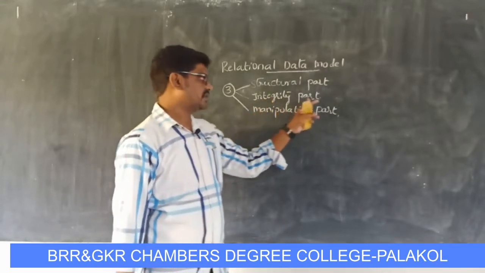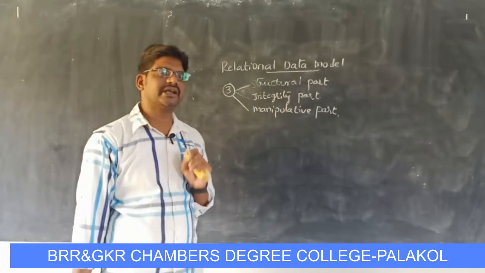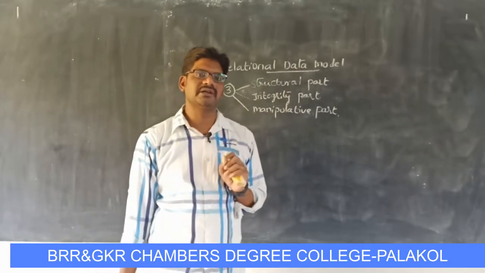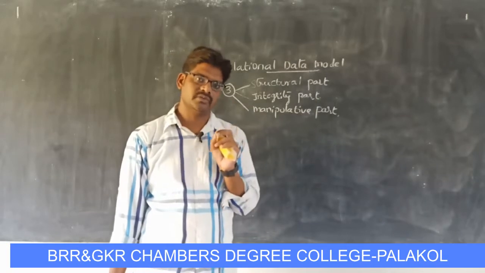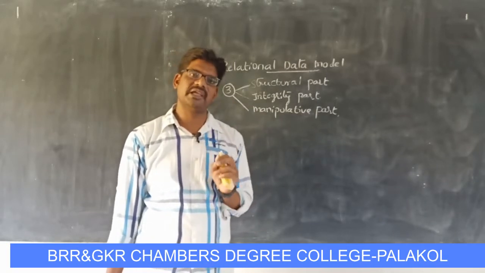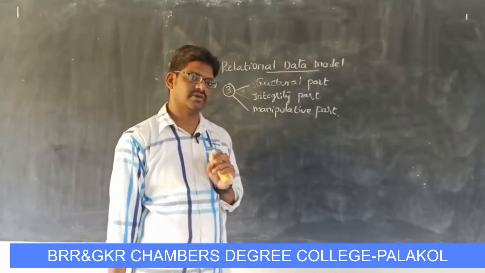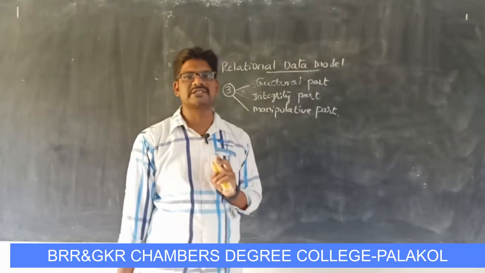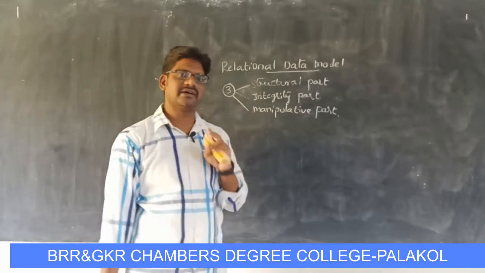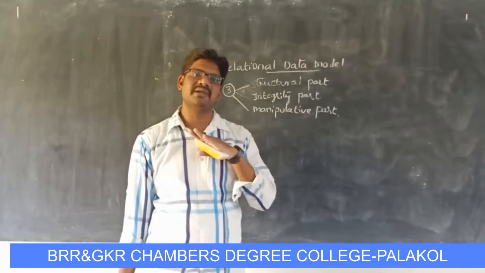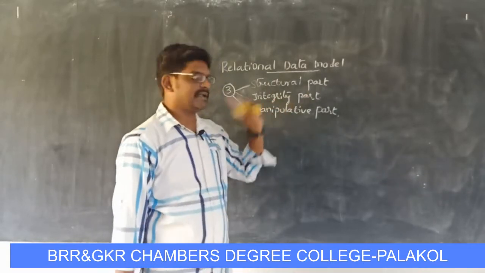Okay, next one, integrity part. What is the integrity part? We have to maintain data integrity. We have to use primary keys and foreign keys. With the help of these two keys, the primary key and the foreign key, the data within the database can be maintained with integrity.